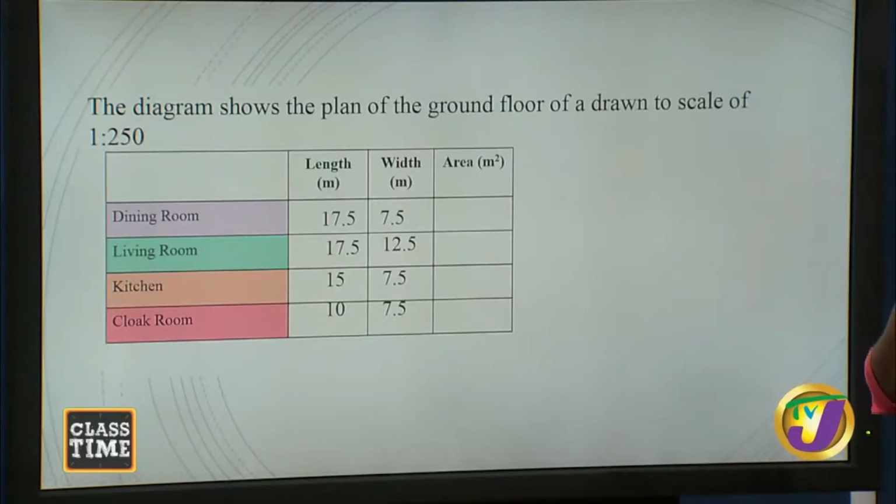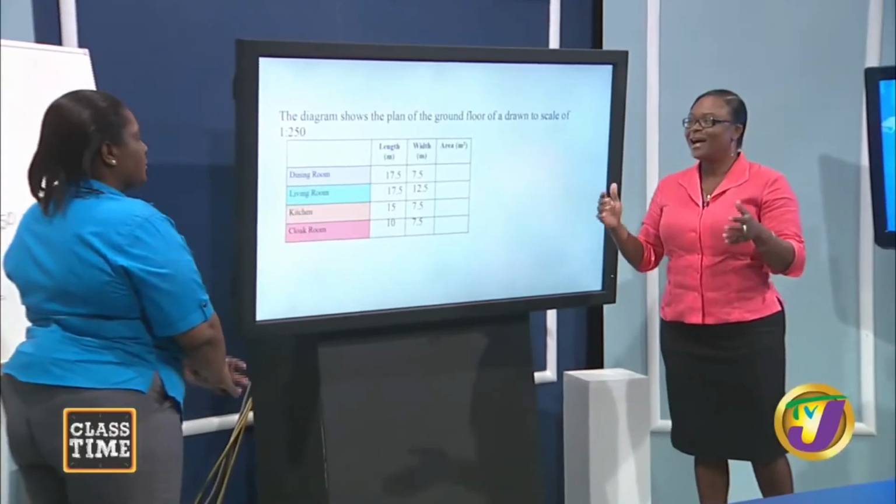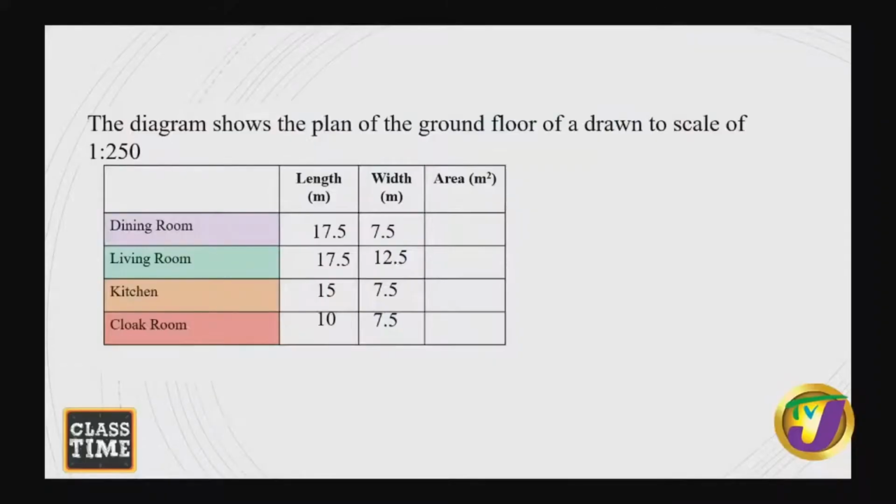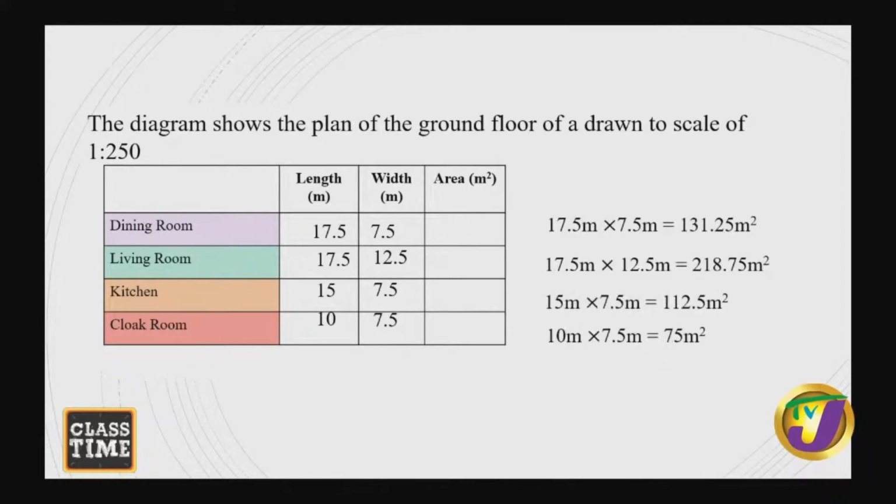Now to complete the table, we are now asked to find the area in square meters. How would we find the area in square meters? Of course, we would have gone ahead and done our multiplication. We would have been multiplying the length times the width. Now, you can do the calculations at home, and these are the measures that we would have got. I hope you can see that.